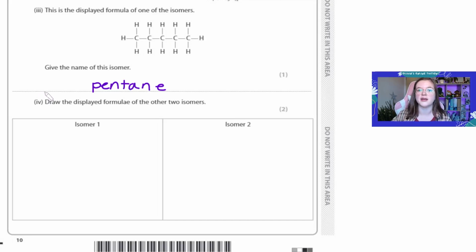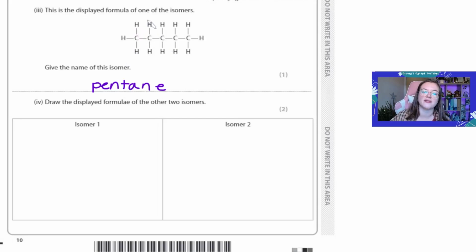And there we are, on we go. Then part 4, draw the displayed formulae of the other 2 isomers. So be careful with this because you can't have anything that's accidentally the same thing. So you can't bump one of these carbons up here and replace this hydrogen with this carbon there, because that would technically be the same thing, because we're counting for isomers how many carbons we have in a row, right? So if we still have 5 in a row in any which way, where you can't double back on yourself, then it's still the same isomer, still the same version.